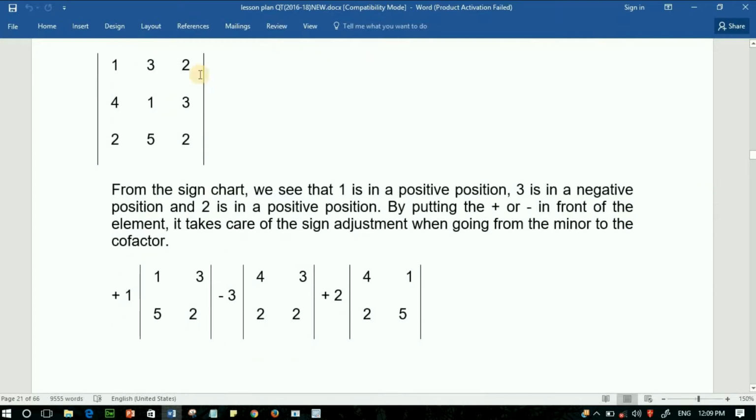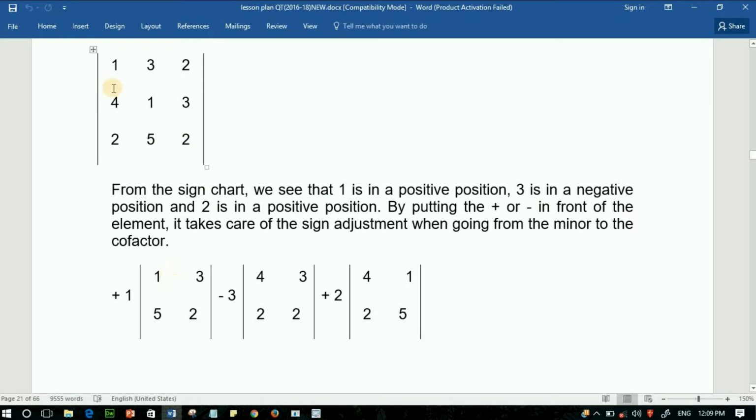How to evaluate? We can evaluate the determinant along any row or any column. You can evaluate along 1 3 2, or 4 1 3, or 2 5 2, or along the columns 1 4 2, 3 1 5, 2 3 2. For easiness, we always take the first row. So we take the first element 1, then we strike out the row and column containing it. The remaining subdeterminant is 1 3, 5 2.